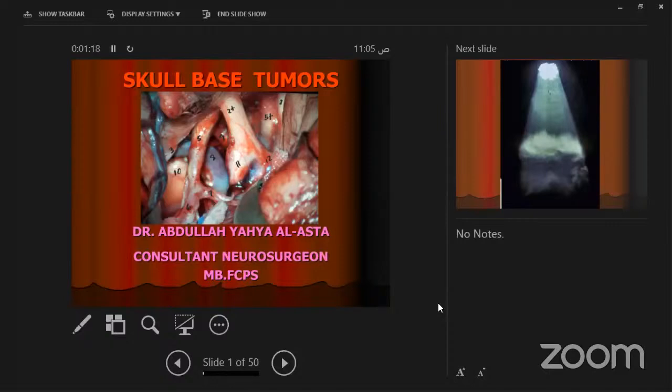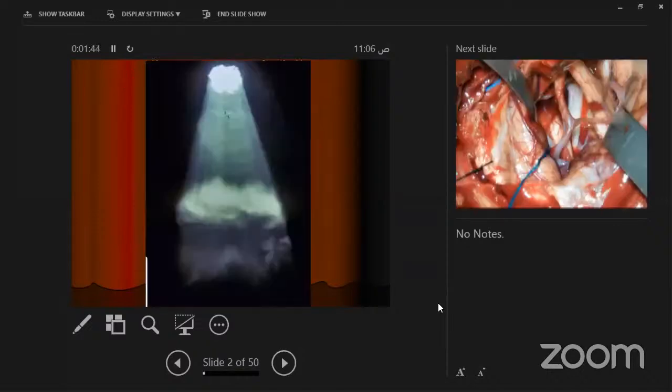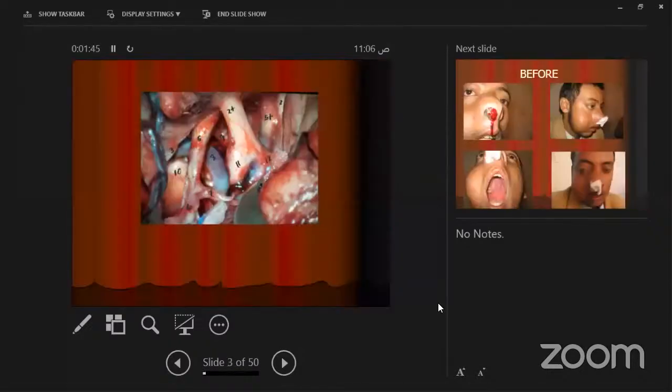As you can see here, if you go inside, you know that every tumor in the skull base has its own approach and it should have its own preparation. And the main thing is to maintain and to keep these neurovascular structures. Here we have a video where you can see the structures, how we can maintain them, and how we can keep them.